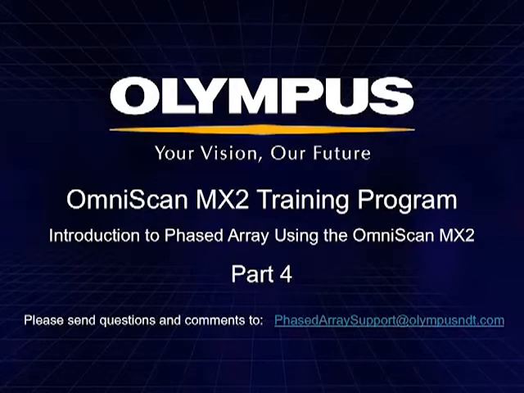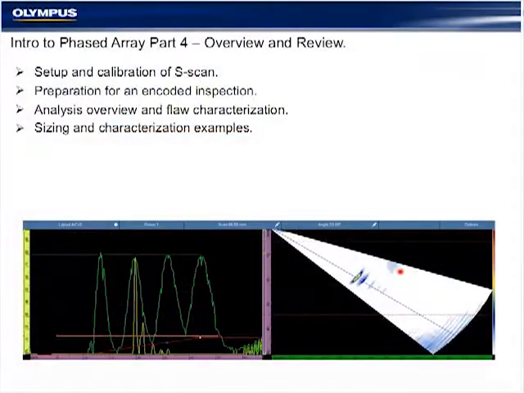We will pick up part 4 today, which is going to be preparation for an encoded inspection, analysis and overview for flaw characterization, and we'll see some live data samples and record those, and characterization of those flaws as well for a couple different types of inspection.